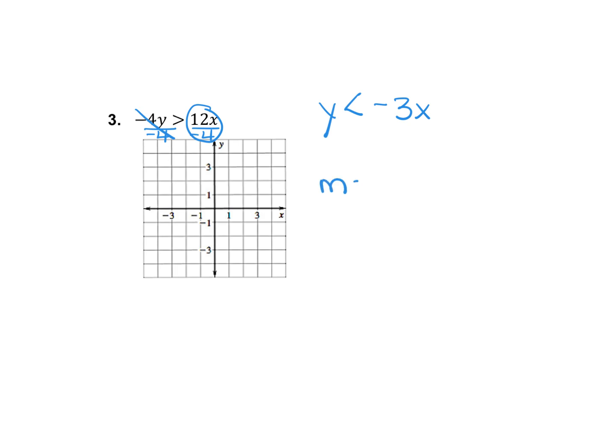All right, so now we've solved for y. So our slope here is -3, or -3 all over 1. Our y-intercept, if we don't have one, it is 0. So that means that we're going to start on the 0, and we're going to go down 3 and then over 1. And now remember, we're looking at this inequality symbol right here. It's less than, so because it doesn't have the equal sign, we know it's going to be a dashed line. And because it says less than, we're going to shade down, going below.